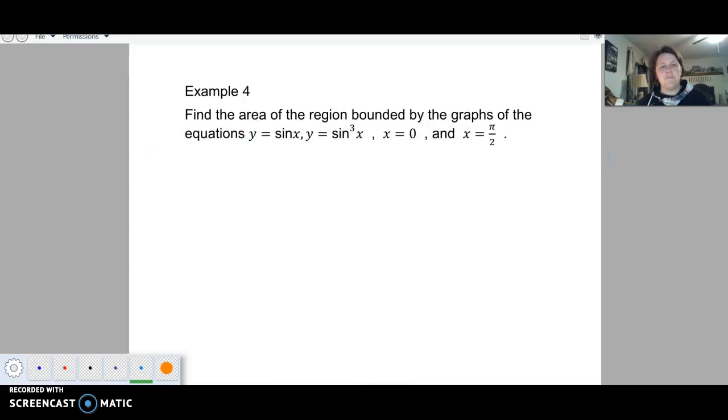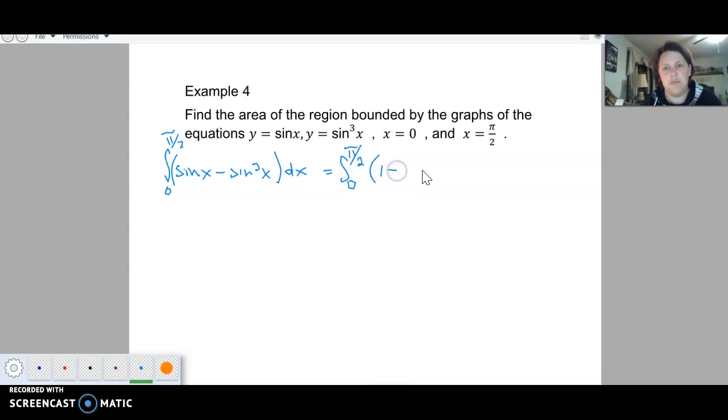Okay, let's go ahead and set up our integral. We're going to say this is the integral of sine x minus sine cubed x, from 0 to pi over 2. I am thinking, let's go ahead and factor out a sine x and see what that does for us, because I'm looking for something that would make a good du.